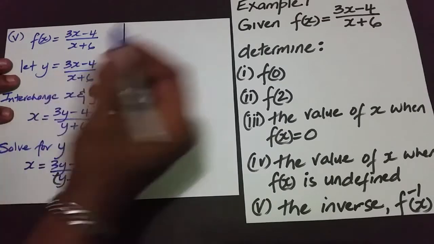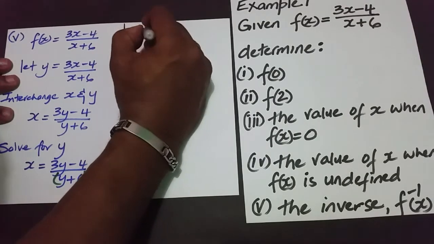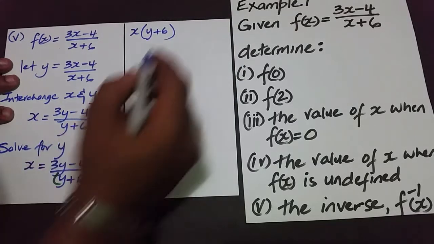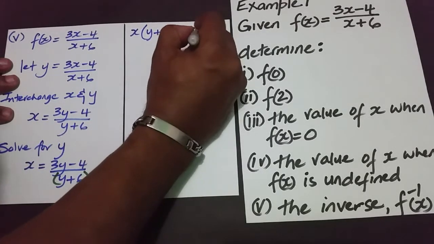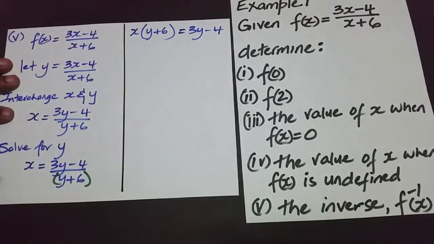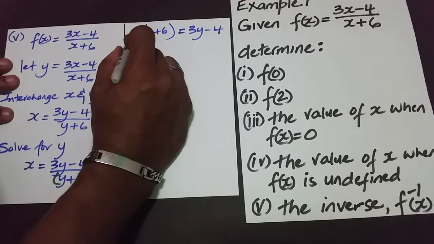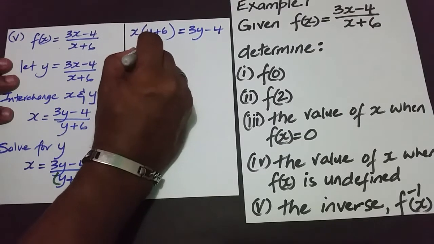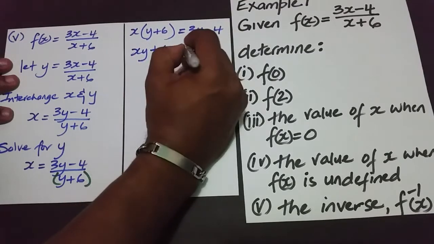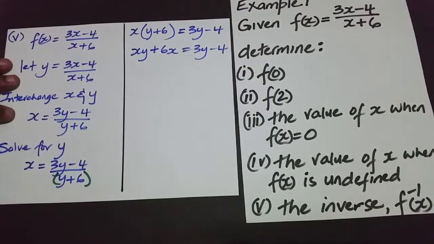So what I'm going to have is x times the denominator here. So we're cross multiplying by the denominator. It's as simple as that. x(y + 6) = 3y - 4. And then we're going to do simple expansion there. So we're going to expand this. x times y is xy, and x times positive 6 is positive 6x. I'm going to write back what is on the right hand side.